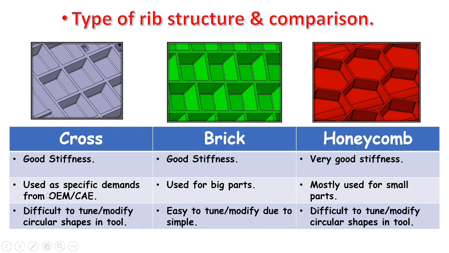Cross is used for specific demands from OEM and CAE analysis. Used for big parts. Mostly used for small parts. Difficult to tune and modify. Difficult to tune and modify. Easy to tune and modify due to simple structure. Difficult to tune and modify. So now you know the basic difference between the three types of rib structure.